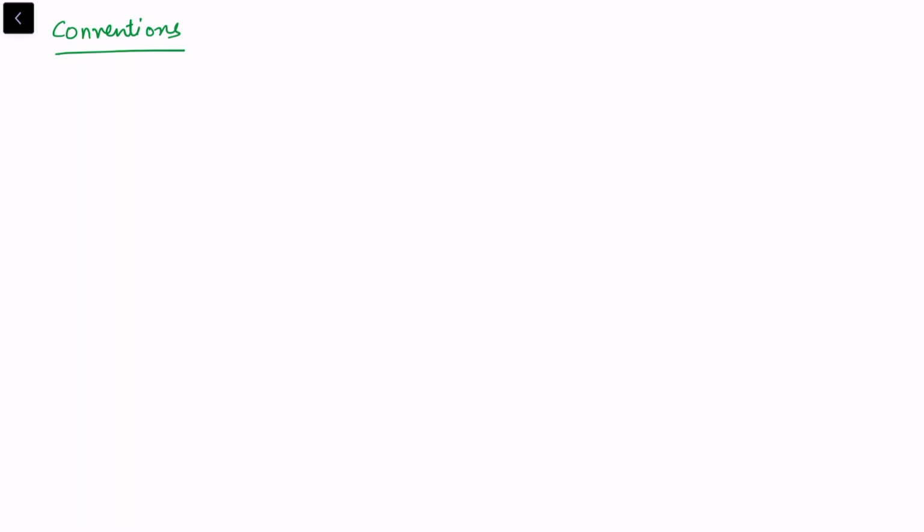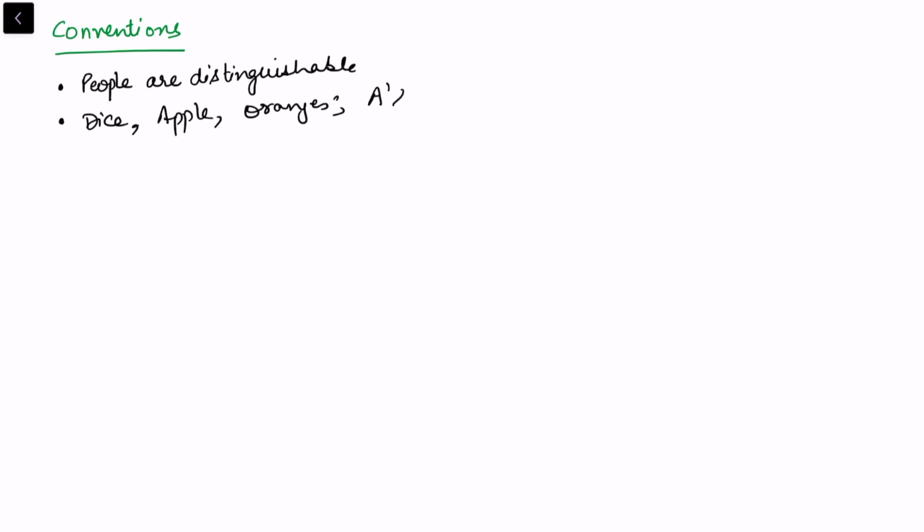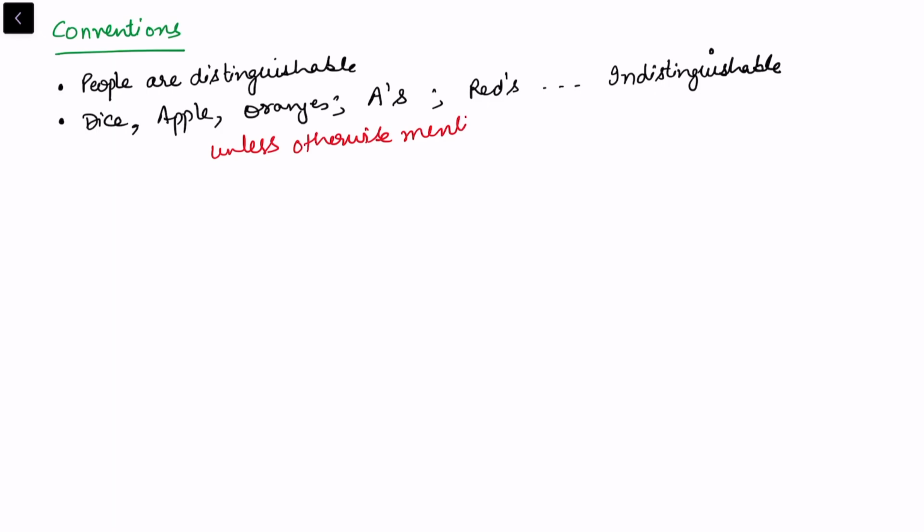And now since we know the sum rule and the product rule, whenever we consider people in counting, people are distinguishable. We do not consider them to be indistinguishable. In case you consider simple dice, or apples, or oranges, or A's, or some letters or some colors, these are all indistinguishable unless otherwise mentioned. So it has to be very specific: if it is mentioned that these are distinguishable, only then we consider them so. Otherwise, for the general counting principle, these are considered to be indistinguishable.